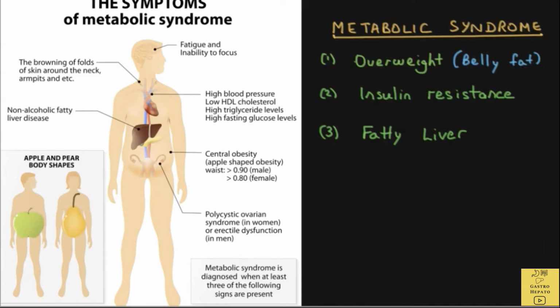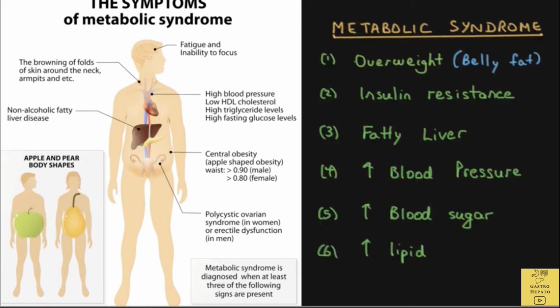Another common condition is called metabolic syndrome. Metabolic syndrome is a medical condition where patients are overweight, particularly with fat in the belly, have insulin resistance and fatty liver. They also have a combination of other medical problems like high blood pressure, high blood sugar, and high cholesterol and triglycerides in the blood. Metabolic syndrome is diagnosed when 3 out of the 5 things that I've circled here are present.